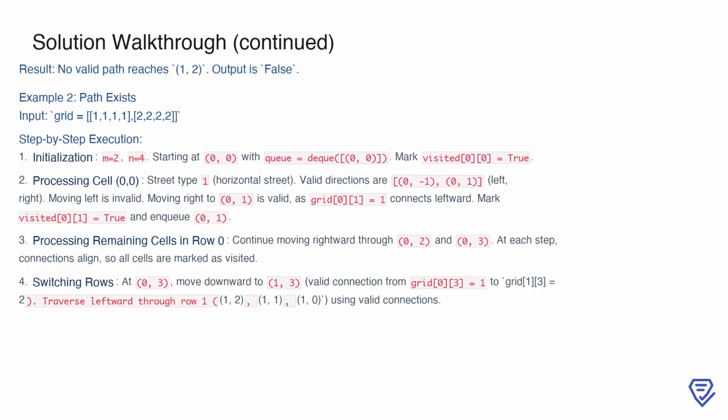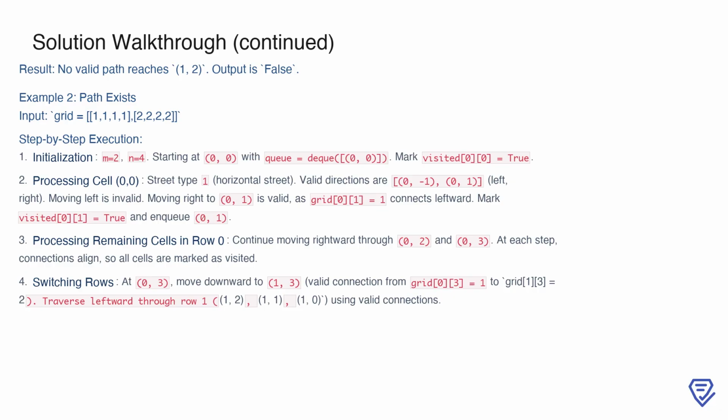In the second example, we have a grid with dimensions 2 by 4, and the task is the same. Starting at 0, 0, we initialize the visited matrix and queue. The street type at 0, 0 allows horizontal movement, so we move right to 0, 1.